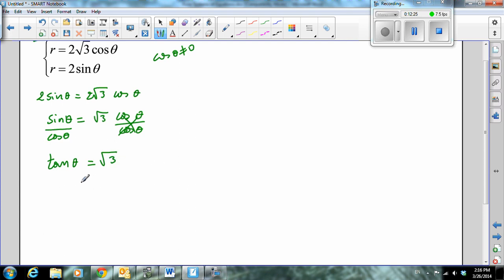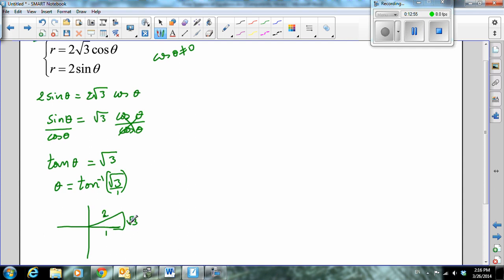At this point, tangent of theta is equal to the square root of 3. You should remember that this means theta is equal to the tangent inverse of square root of 3. Let's go ahead and solve this. For the tangent to be equal to square root of 3, it's the first quadrant, where the opposite is square root of 3, and the adjacent must be 1, because this is over 1.